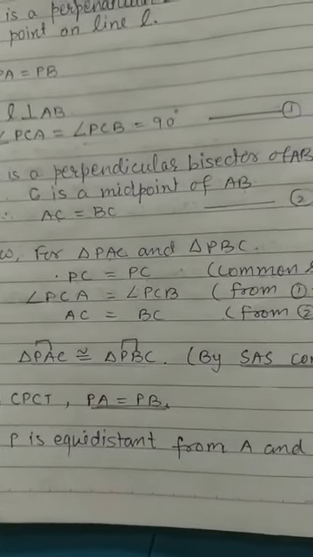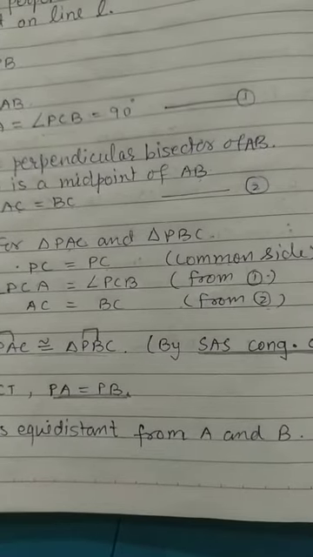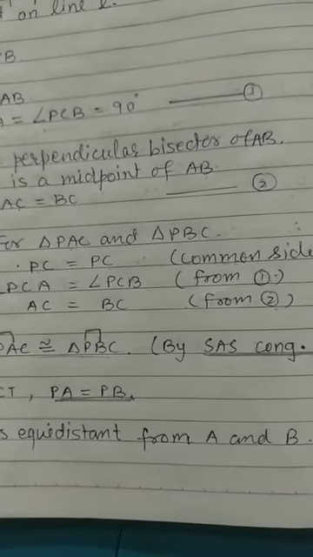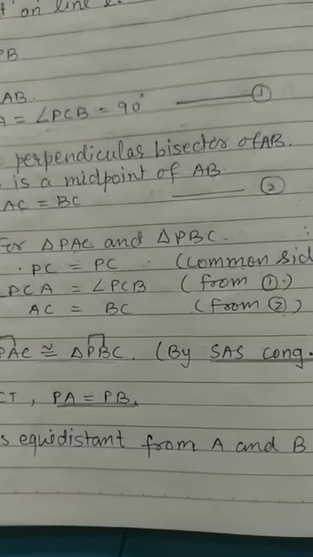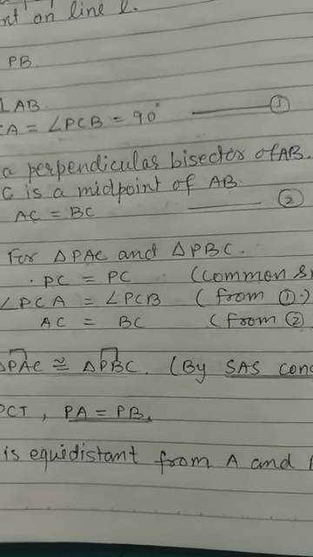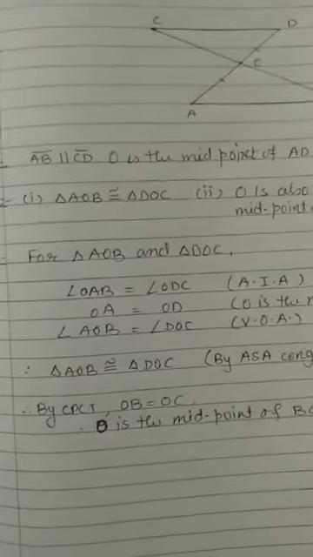And so we have proved that PA is equal to PB, or we can also say P is equidistant from point A and point B. Once you prove that PA is equal to PB, you can say P is a point which is at equal distance from point A as well as from point B, right? Okay. Example 3.